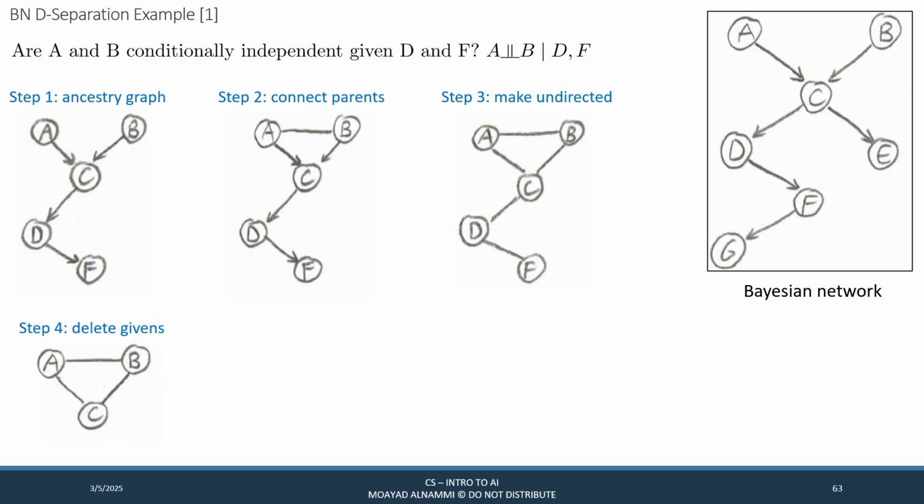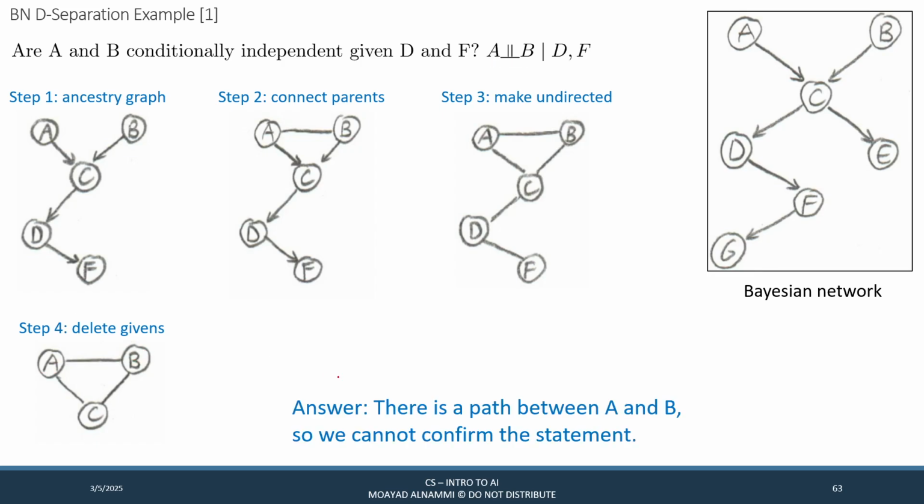And then step 4, we want to delete from this graph here the given evidence, which is D and F. So we're going to delete D and F and all their edges. And we're given this graph here. Okay. Then answer the question, are A and B connected in step 4? Yes, there is a connection between them.